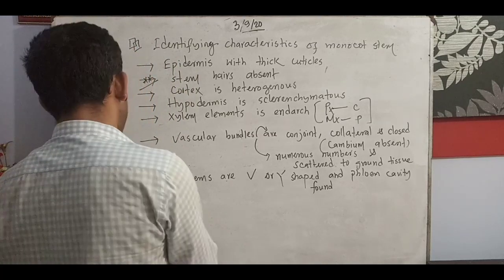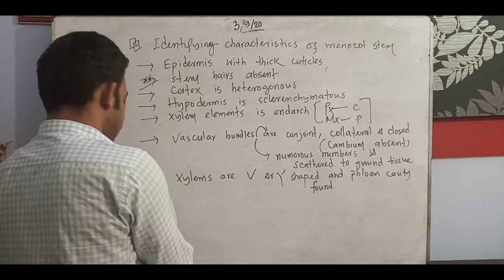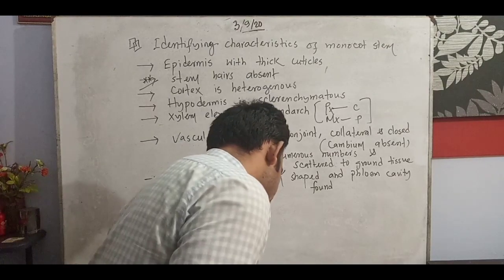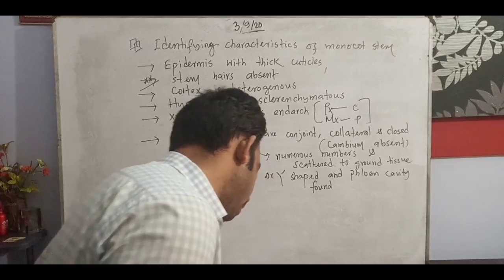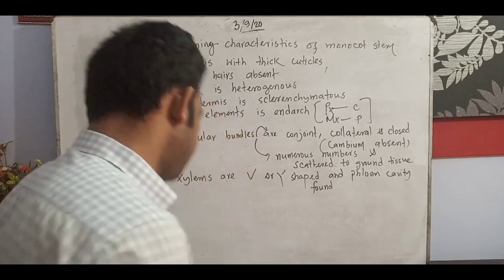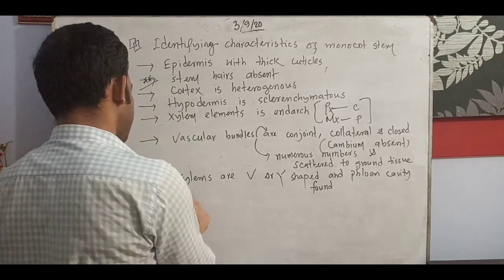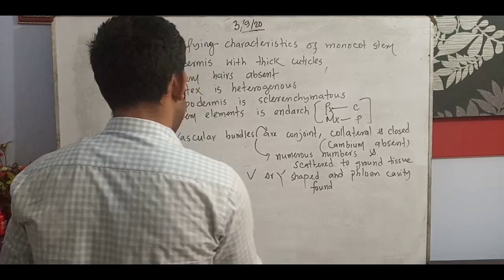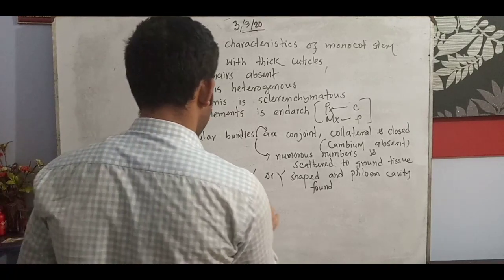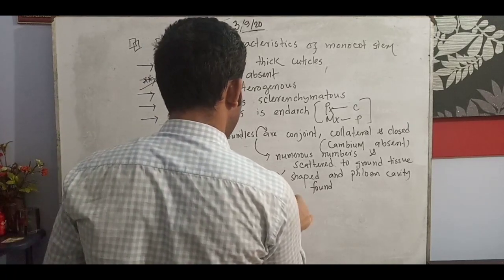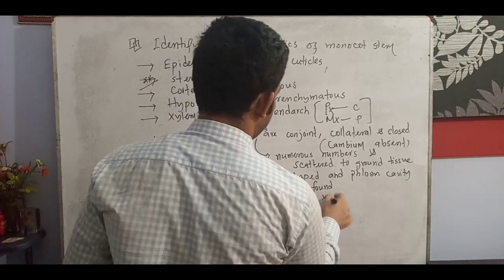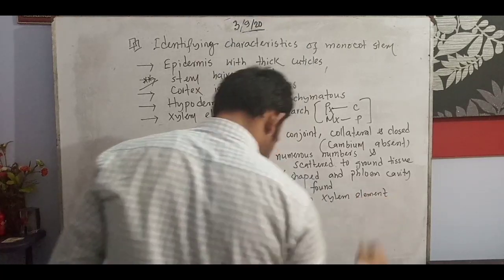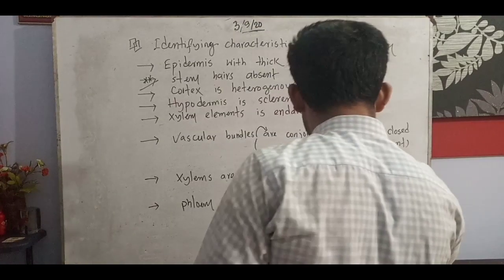Of course, this one is very important also. And then what is the later feature? Yes, phloem between the arms of xylem elements. I have written this identifying feature yesterday also. Phloem is present in between the xylem elements.